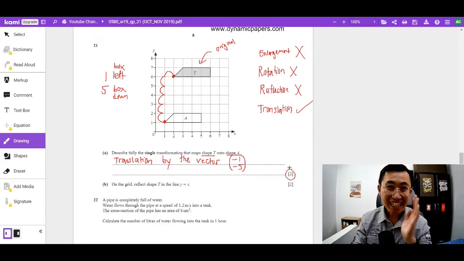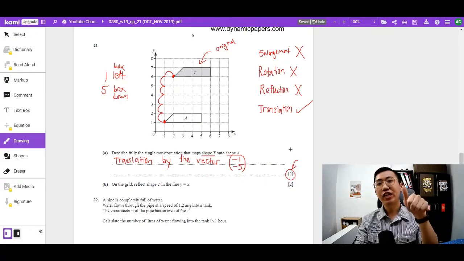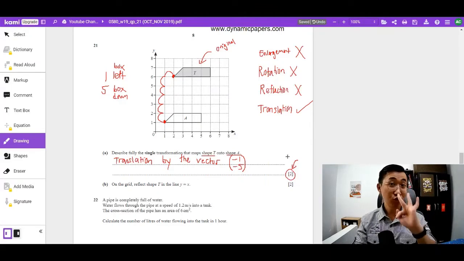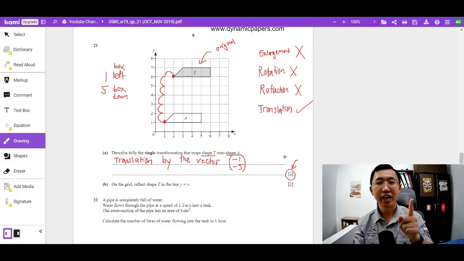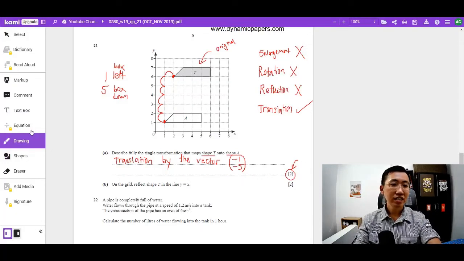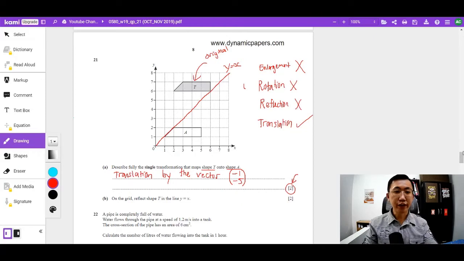Okay, another hint to you. If it is a 2 marks question, it's definitely either reflection or translation. This is the tip. If it is a 3 marks question, then it's confirm enlargement or rotation. Okay, so that is the tip I can give you. Alright, so we have done this. So teacher needs to erase a little bit because I saw the question for part B. So we are going to do 21B.